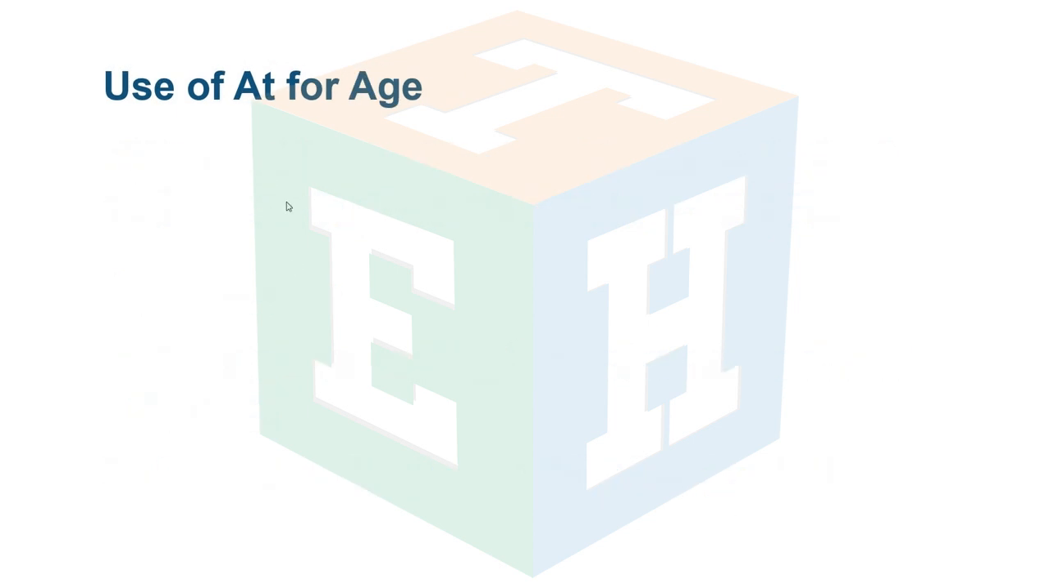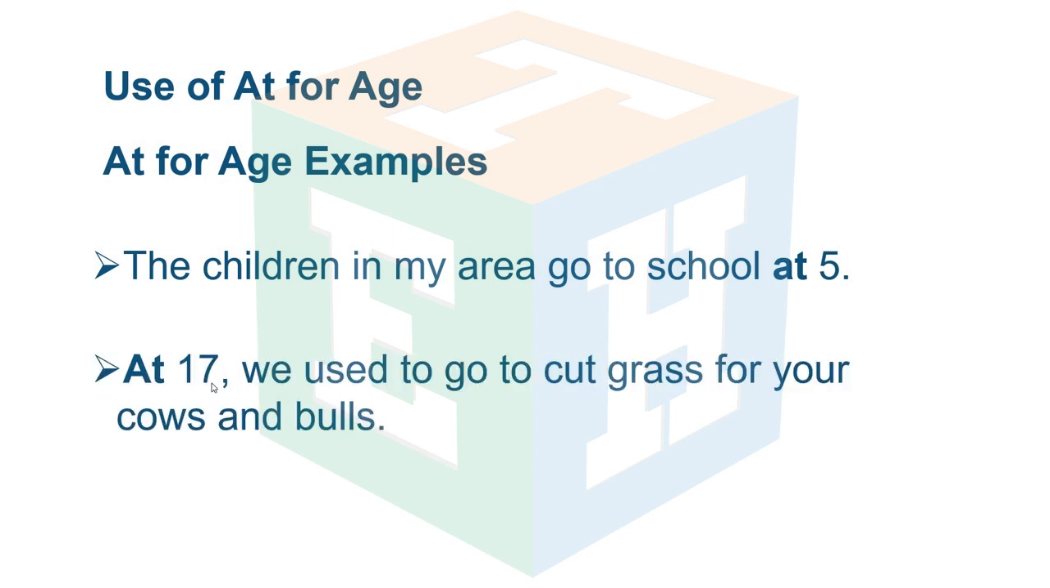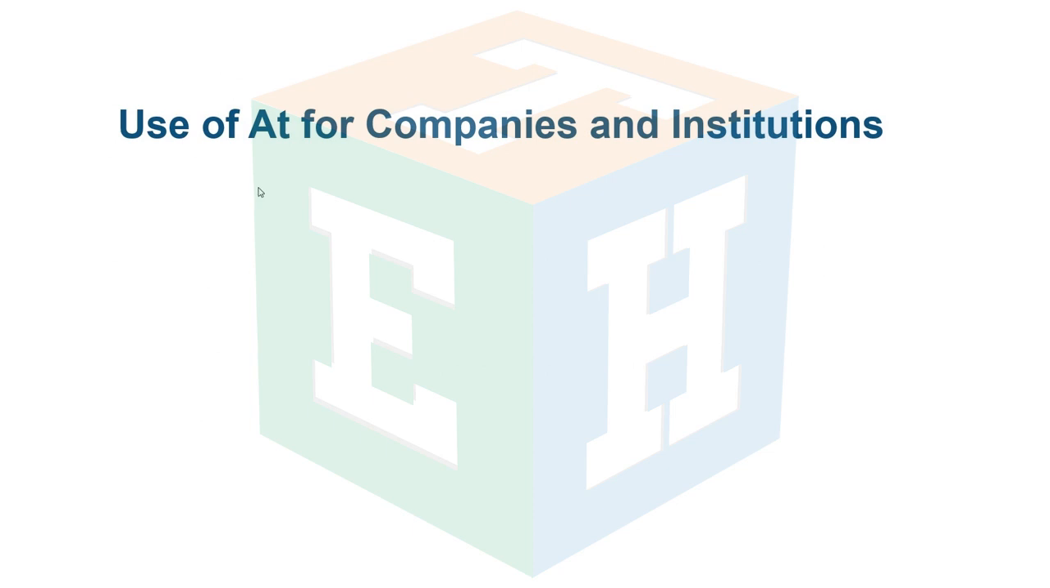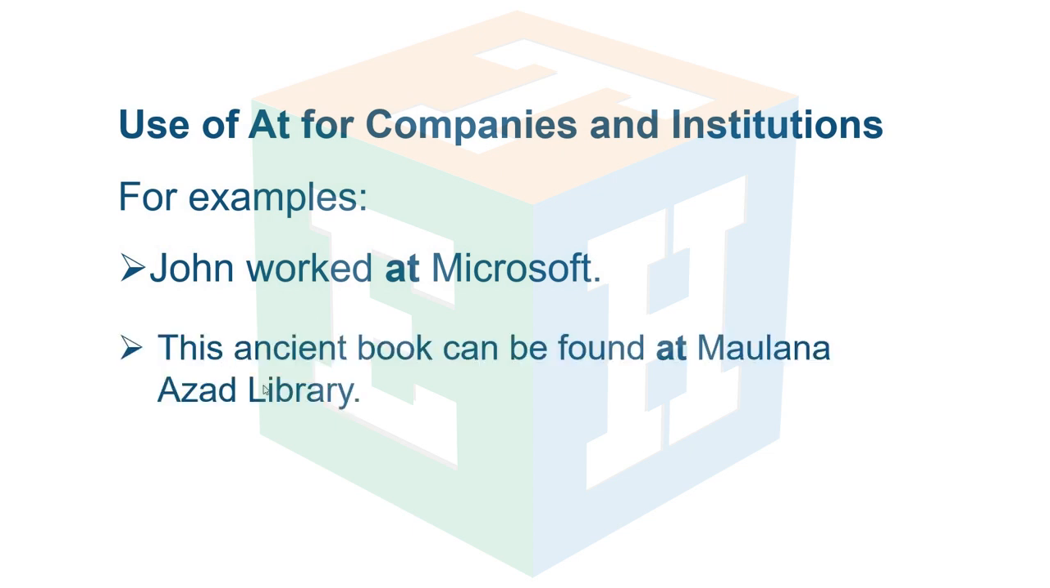Use of at for age. At for age examples. The children in my area go to school at 5. At 17, we used to go to cut grass for your cows and bulls. Use of at for companies and institutions. For examples, John worked at Microsoft. This ancient book can be found at Maulana Azad Library.